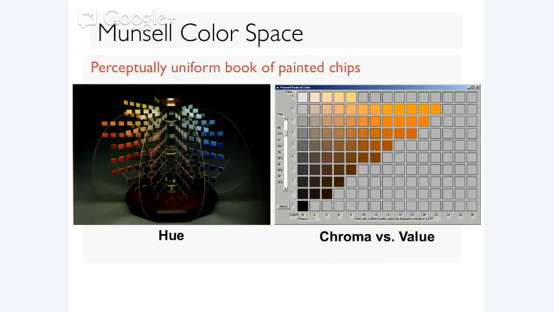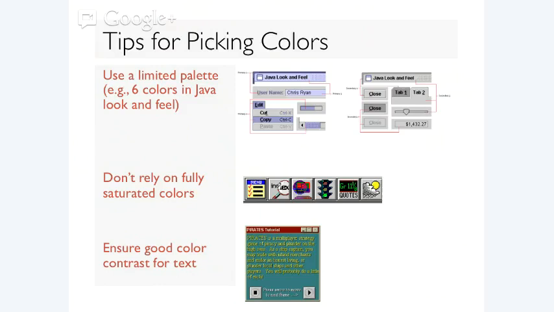All right, well, these are abstract models, but how do you actually pick colors for your interface? So a couple of general strategies. Use a limited palette, so restrict yourself. Java Look and Feel, for example, has like 6 different shades. Oftentimes, designers will adopt a palette that really only has 3 or 4 different colors, and then maybe tints. So you pick your 3 or 4 colors, and then make them lighter and darker, or more or less saturated.